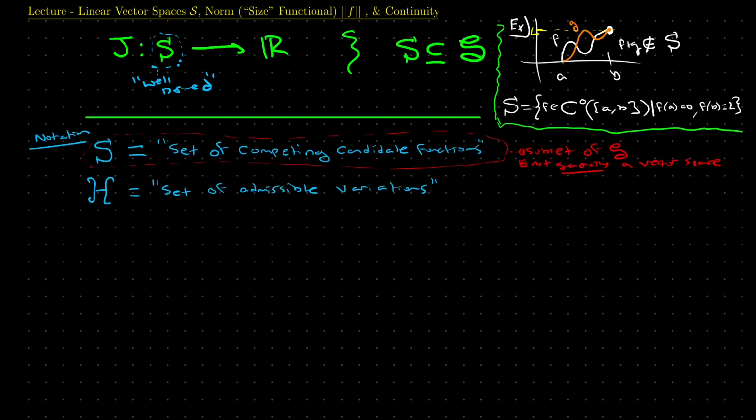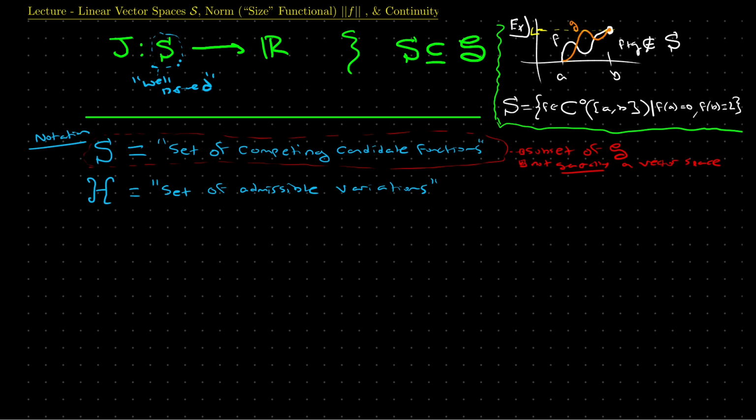So to summarize this, essentially, in our calculus of variations problem, in general, we'll be trying to minimize or maximize or solve for critical points of a functional and be deriving necessary conditions for doing such a thing. And we'll be searching through some set S, which is a set of competing candidate functions. In general, this is not a vector space, as shown in this previous example, but it is a subset of some vector space of functions.